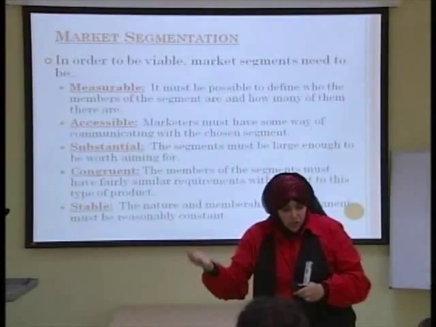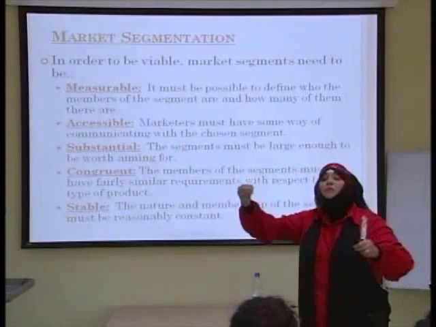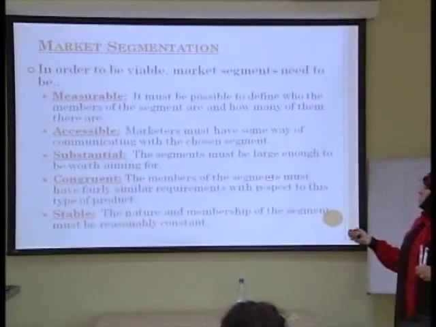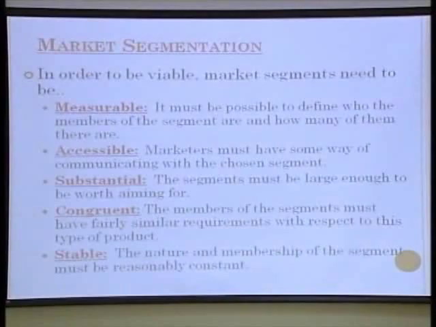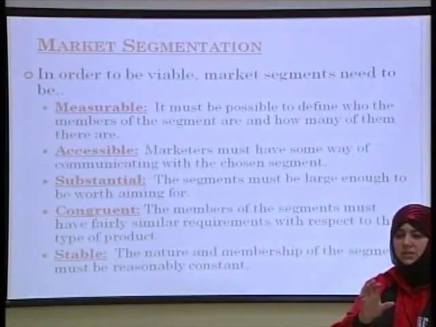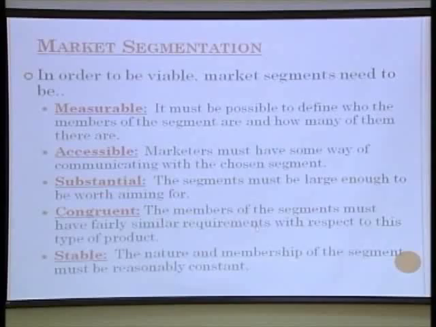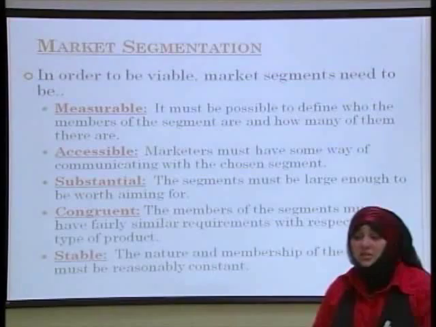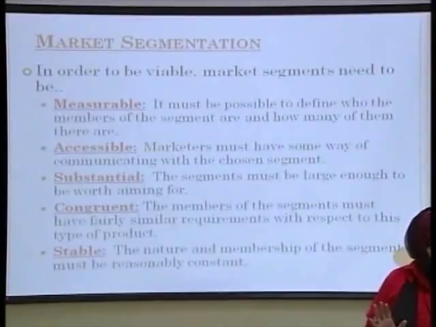So it must be large enough to make profit at the end, okay? All right, congruent: the members of the segment must have fairly similar requirements with respect to this type of product. Congruent here means that we should make sure that they have homogeneous needs and wants, and that they have the same or similar requirements almost. Make sure that the segment is homogeneous. This is what we mean by congruent here. They have similar requirements out of the product.